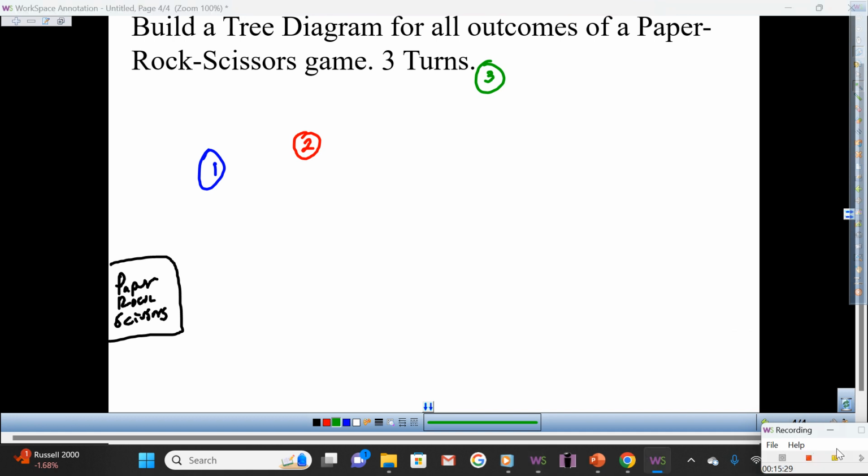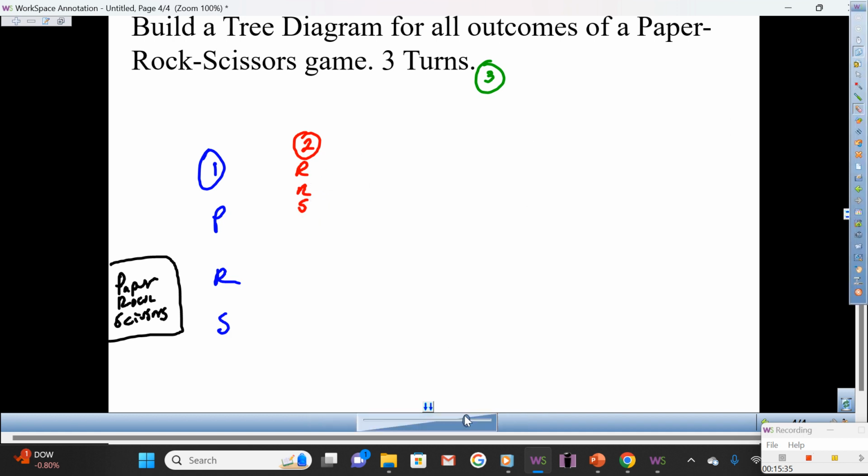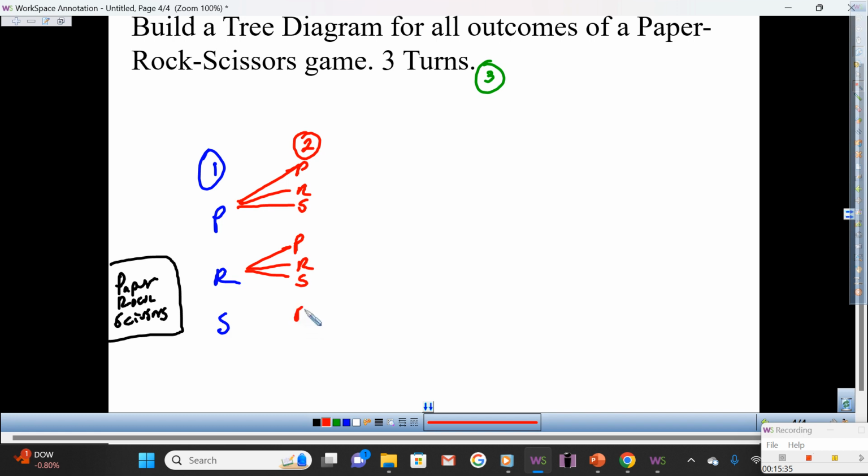All right, I'll give you some time. Go. All right, here we go. So let's see. Paper, rock, scissors. Yes? From there, paper, rock, scissors. Sorry. Paper, rock, scissors. Paper, rock, scissors. So far so good, yeah?